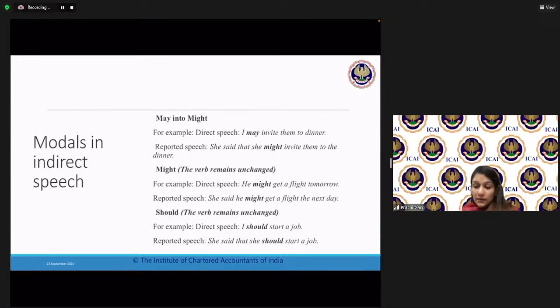Might remains might. He might get a flight tomorrow. She said he might get a flight the next day. Tomorrow becomes next day. Notice here. Should remains should. Direct speech: I should start a job. She said she should start a job. Please, I'm repeating this again. Pronoun is very important. That will change for sure wherever required, wherever we are not talking about the third person. Am I clear?